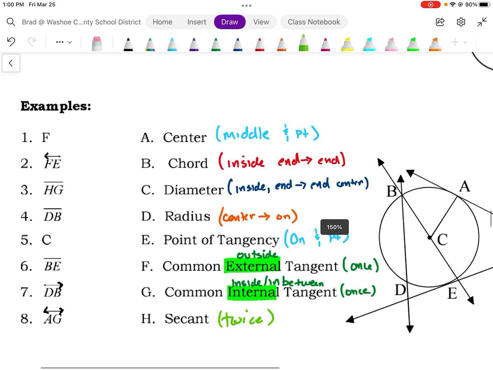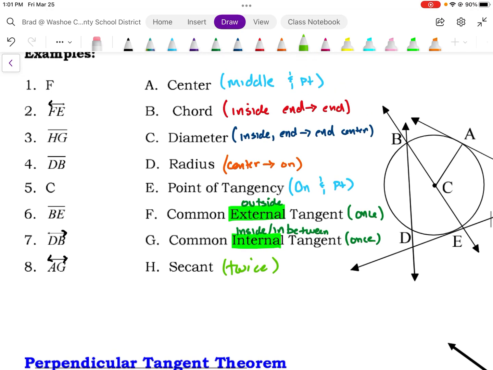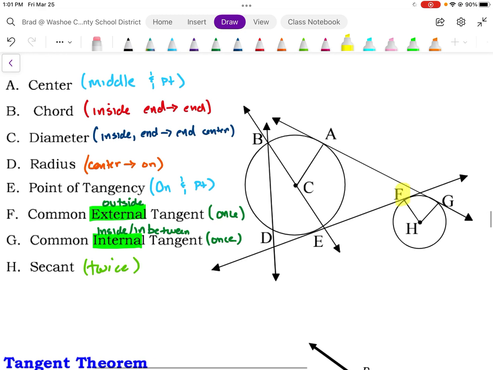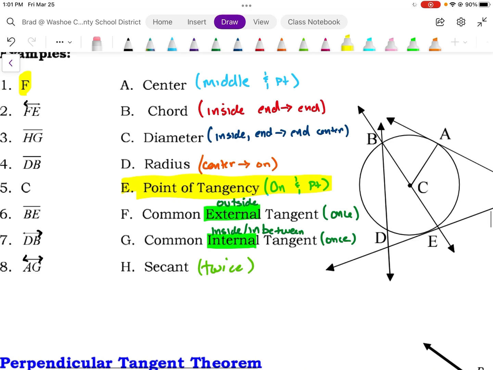Welcome back, or you just didn't hit pause, one of the two. So we're going to have F. So if we take a look at F, F is a point, and it's on the circle. So it really can only be one thing. It's going to be our point of tangency. So there we go. And then we have FE.